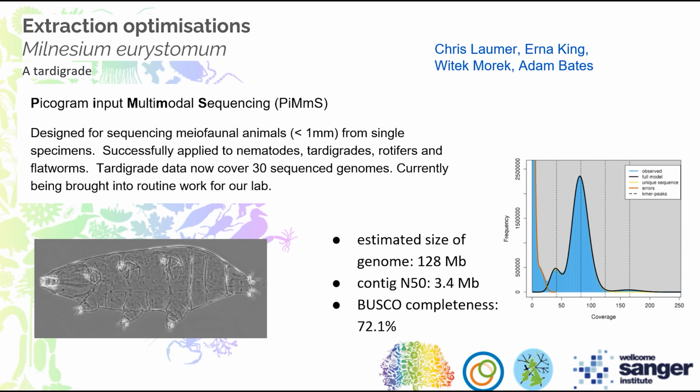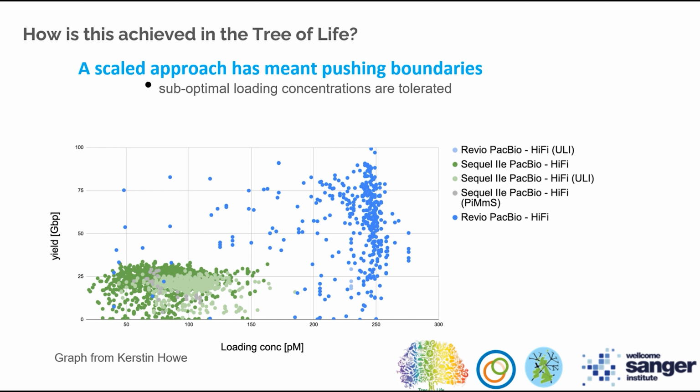Okay, so I mentioned pushing boundaries. Another boundary here is the loading concentration, the OPLC. Here again, we've got the yield on the left-hand side plotted against the loading concentration, and again, blue is Revio and green is seqWell2. What you can most interestingly see here is that on the left-hand side, sometimes at that lower loading concentration, again, we can achieve really fantastic yields.